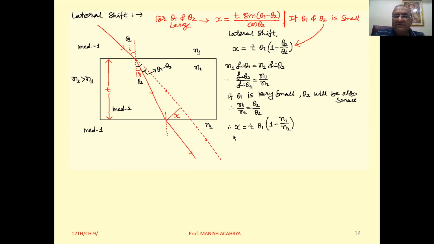So when the angles are very small, we can write the equation of lateral shift x equal to t into theta 1 into (1 minus n1 upon n2). So this is the equation for lateral shift. But here remember this thing. This first equation is for large values of angles theta 1 and theta 2, and this second equation is for very small angles theta 1 and theta 2. Clear to all of you?